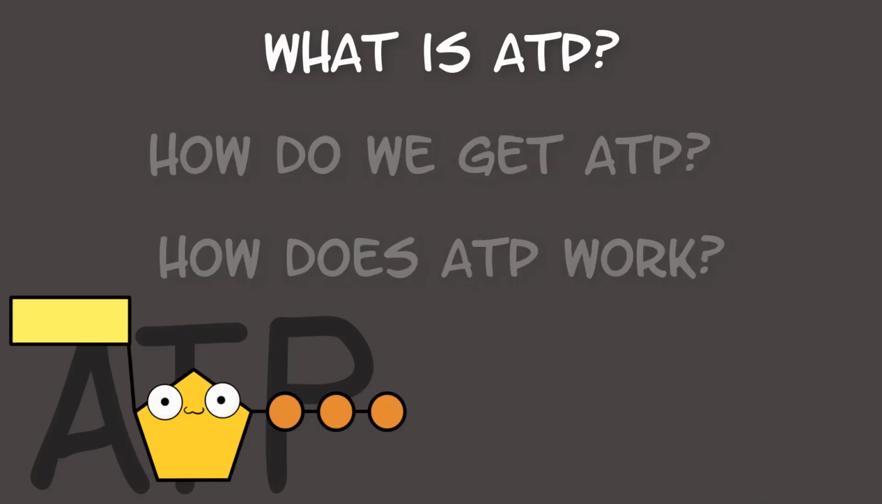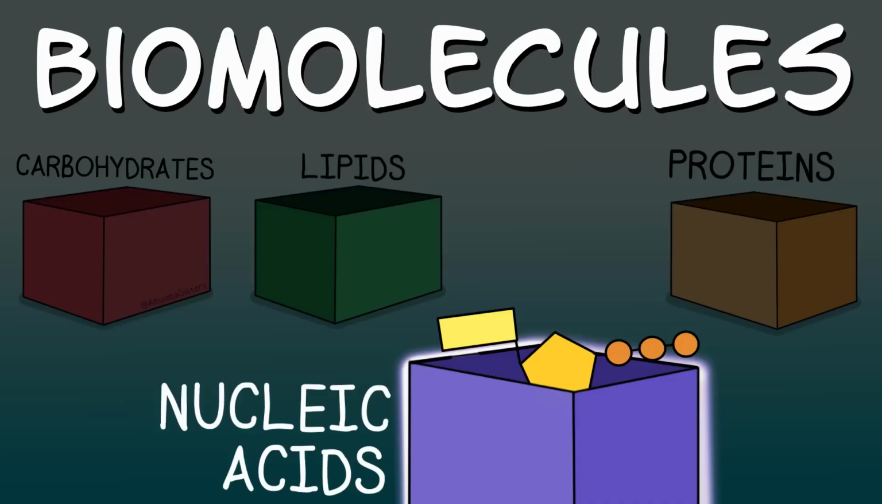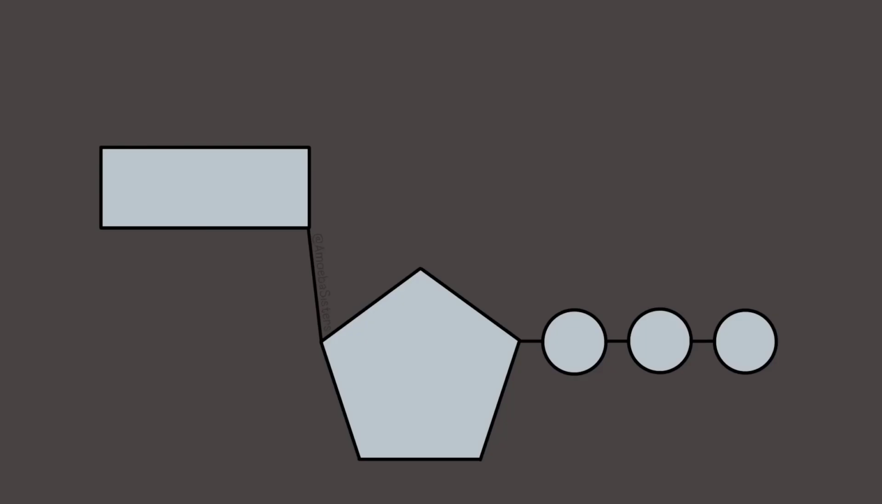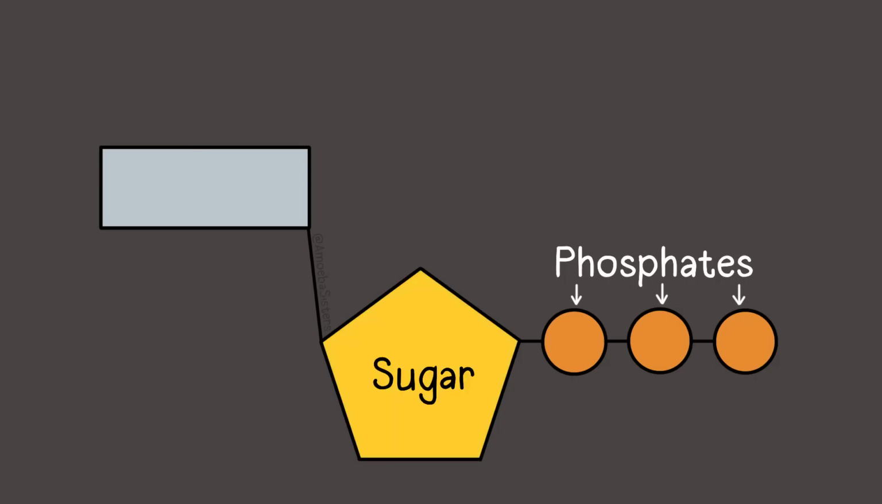So what is ATP? If you remember the 4 major biomolecules, ATP would fit in with nucleic acids. Yes, like DNA and RNA. ATP is a nucleotide derivative, so it has those 3 parts you'd see in DNA or RNA nucleotides: phosphate, sugar, base, but it actually has 3 phosphates.